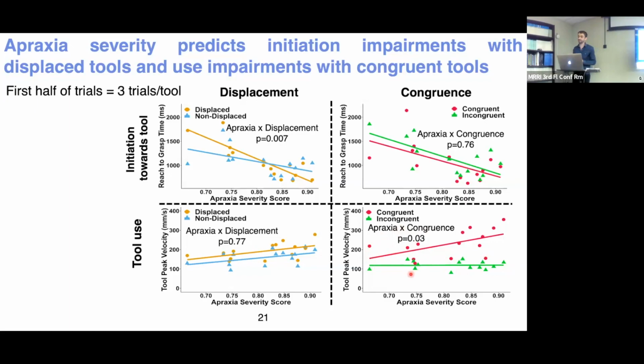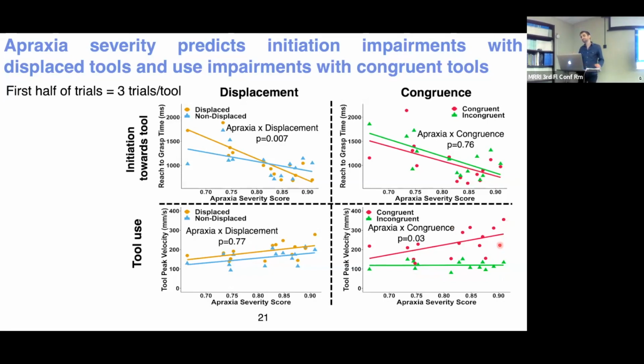That's what I was saying. We think this effect might be explained, especially for those patients, by it being more difficult to figure out if a tool is congruent or incongruent without acting on it. They need to act on the tool to figure out whether it's congruent or incongruent. They may have more hesitation regardless of the tool, whereas less apraxic patients have less hesitation for that.